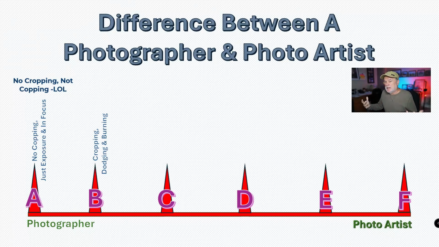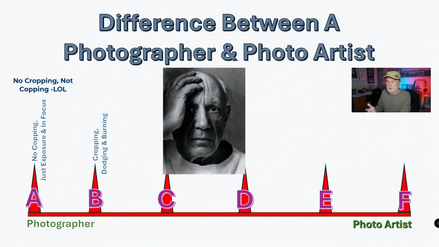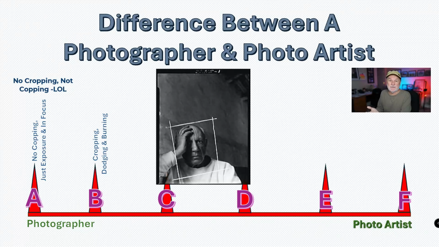So examples I can give you of cropping, dodging, and burning. If I pull this up, there's a couple images here by Arnold Newman. Take a look at this, a really well-known photograph of Picasso. Obviously this is what it looks like. But in reality, this is what the negative looked like, per se, and he cropped in there.